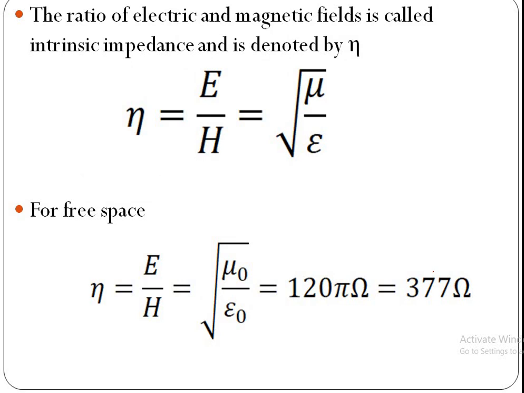So the ratio of electric and magnetic fields is called intrinsic impedance and is denoted by eta. Eta is equal to E by H, which is equal to square root of mu by epsilon in general medium. For free space, mu becomes mu naught and epsilon becomes epsilon naught. This is the value.